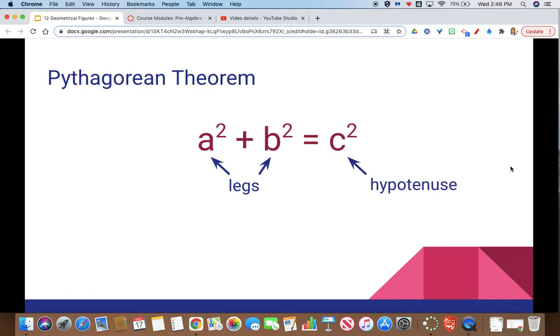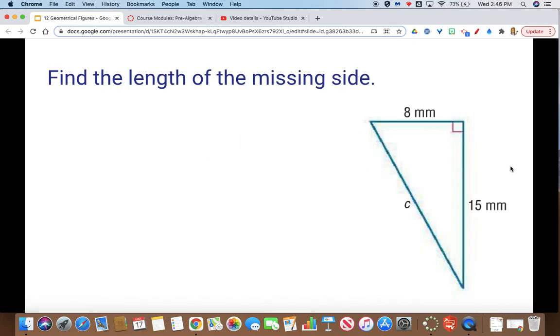Let's look at an example. So here's our right triangle. We were given 8 millimeters, 15 millimeters, and we're missing our hypotenuse, which is c here. I know this is the hypotenuse because 8 and 15 made the 90-degree angle, so c was the hypotenuse. It did not help make that 90-degree angle.